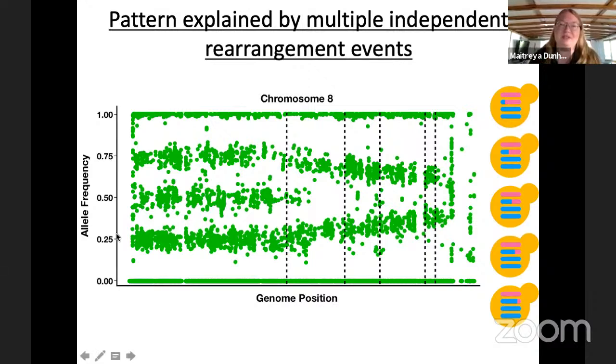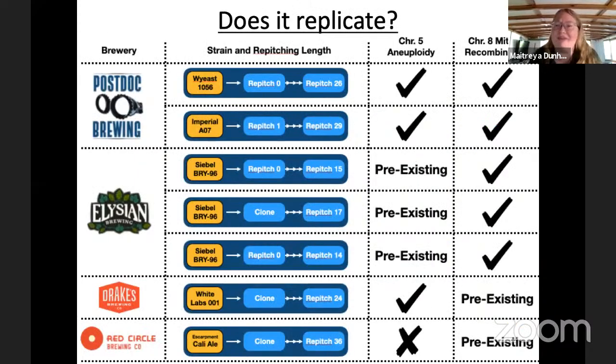The dotted lines here represent the breakpoints on each of these clones that we sequenced, which each had a different location. That also allowed us to zoom in on this end here, which was the smallest recombination spot that we saw. And we've got some good candidates in here that I won't have time to talk about today. Okay, so does it replicate?